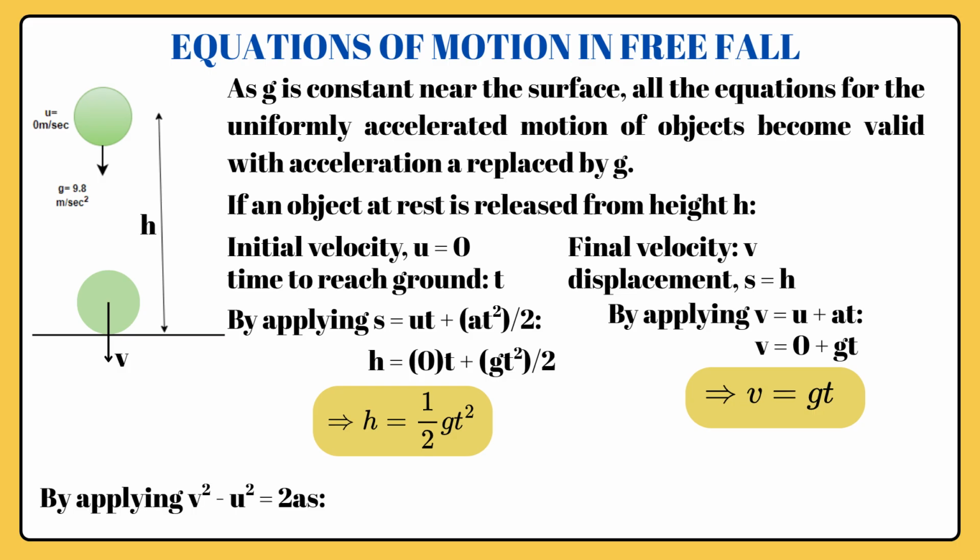Next, let us use v squared minus u squared is equal to 2as. u is 0, a is g, and s is h, which will give us v squared is equal to 2gh. If we apply square root on both sides, we get v is equal to root 2gh. This is the relation between the height and the final velocity.